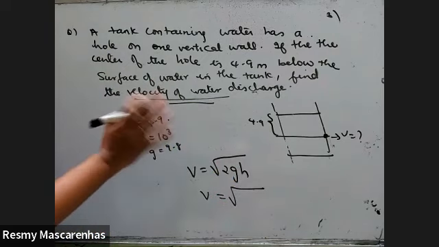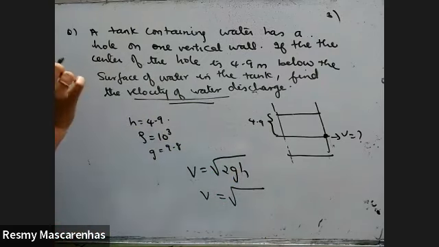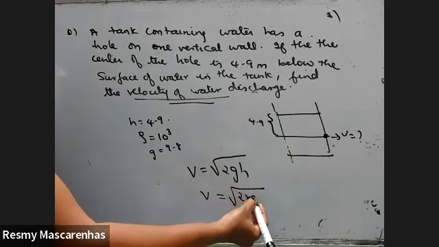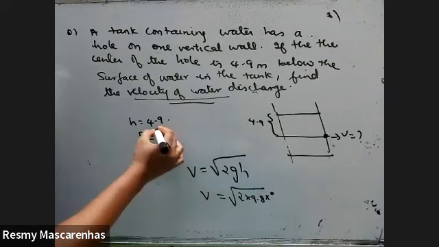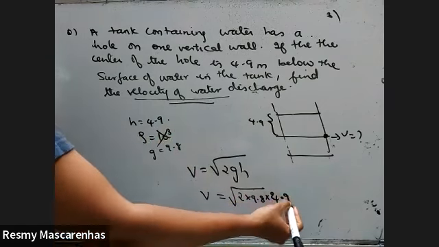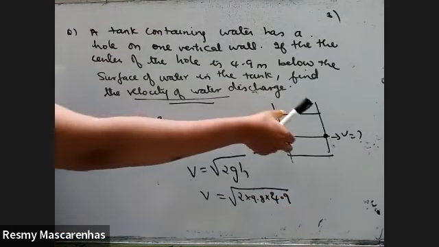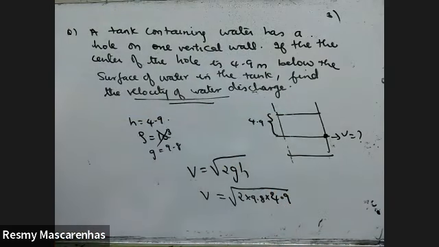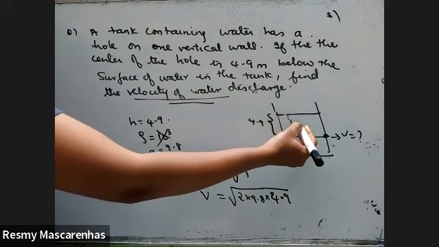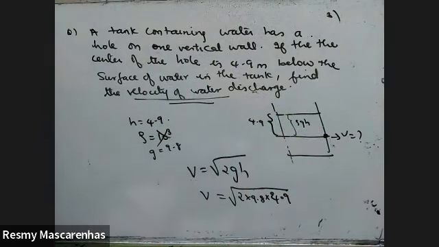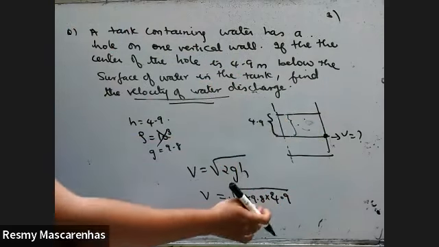Anyways, density is not needed also because here it is straight away root of 2gh. So 2 into gravity into height. Density is not needed. Only if the pressure of the liquid column was asked, then we needed rho. If the pressure of this column was asked, then it would be rho g h. But this is not needed. Only this much.